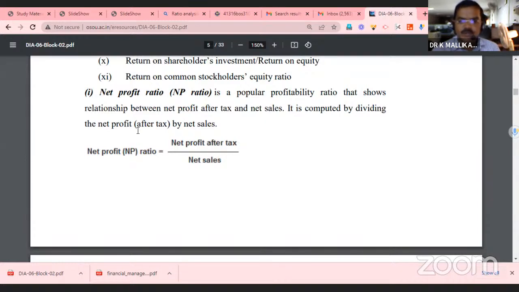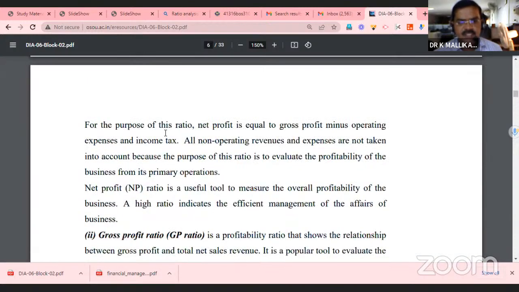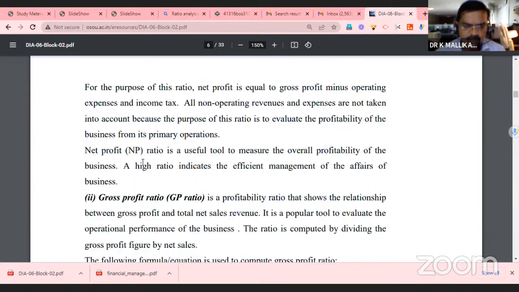It's a very popular profitability ratio that shows the relationship between net profit after tax to sales. Net profit to sales. Net profit after tax, so we say after tax, not before tax. It is nothing but PAT, profit after tax. And these ratios are equal to gross profit ratio minus operating profit. So we know the net profit.